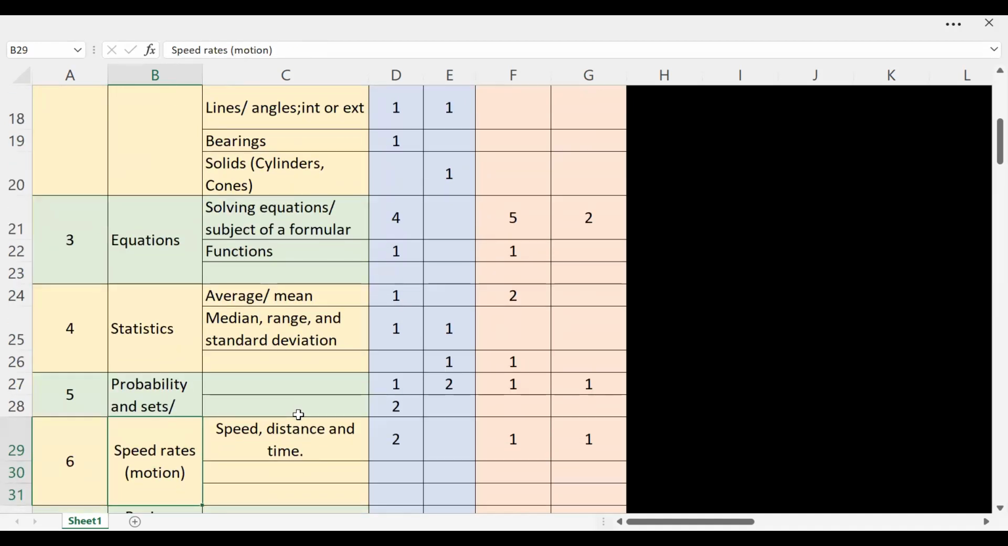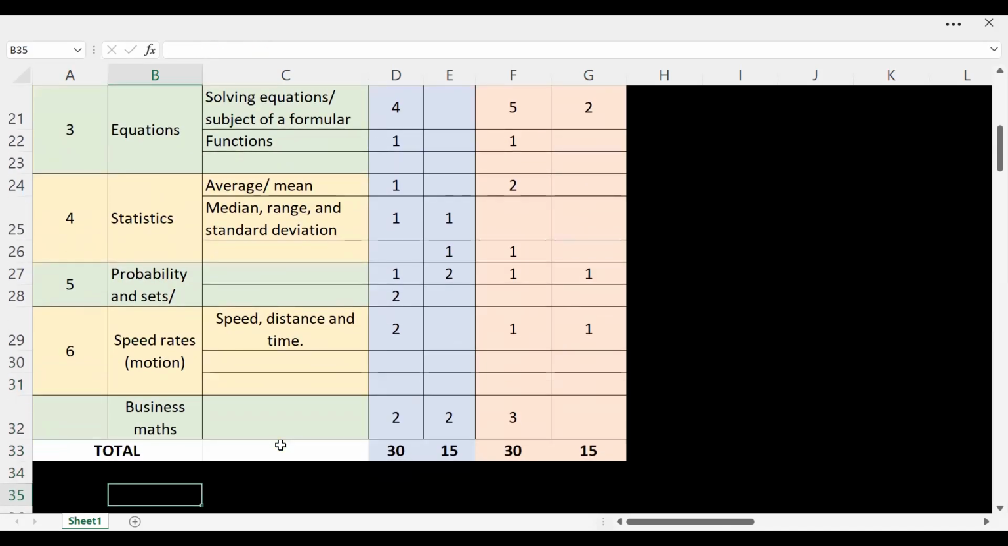Then probability. What is probability? This is all about chance. It is the number of items that you want divided by the total. And then the speed rates, questions concerning motion. This one always looks at speed, distance, and time. And then, of course, the other one is business mathematics. So you have to look at things like simple interest and compound interest. Those ones are related to that.